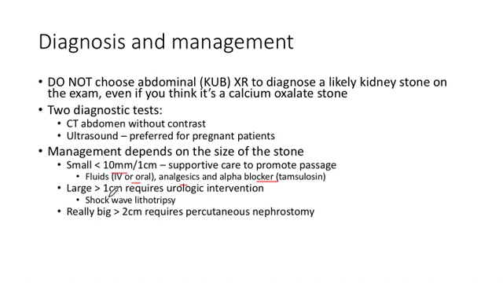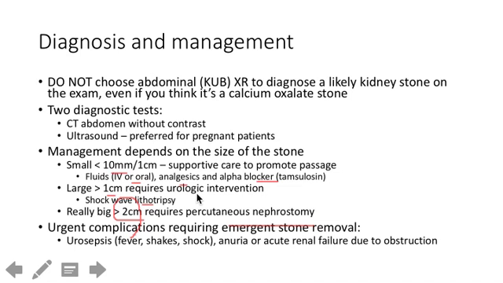If it's bigger, greater than 1 centimeter, in some places say greater than 7 millimeters, then you need to do something to help get it out. And usually that requires lithotripsy. And if it's real big, like greater than 2 centimeters, then you do a percutaneous nephrostomy where you put a tube into the kidney and you dig it out of the kidney, which is pretty dramatic. That's more what you do for a staghorn calculus or somebody with a big struvite stone.